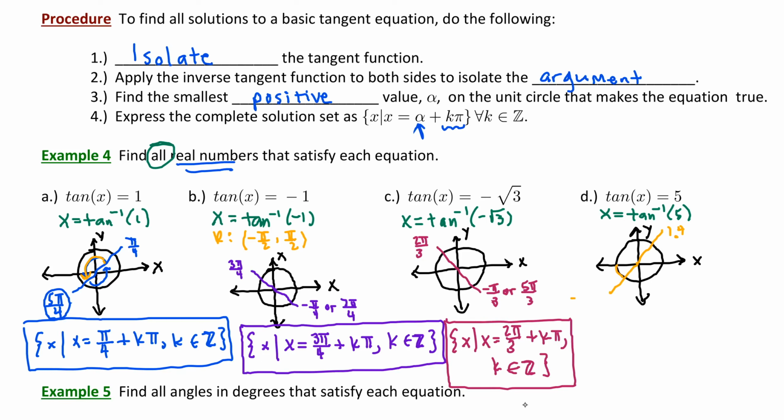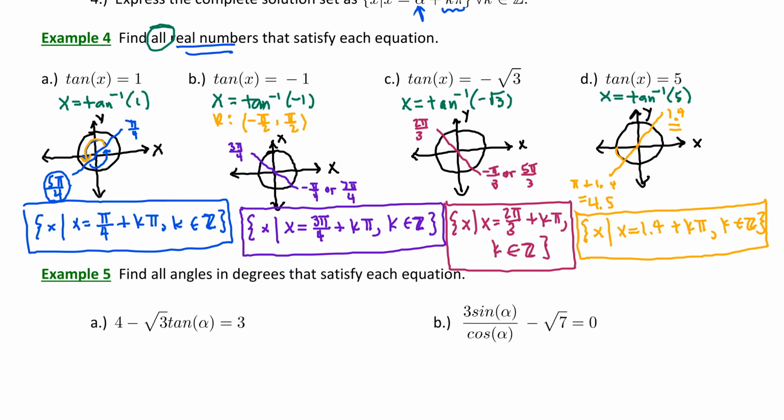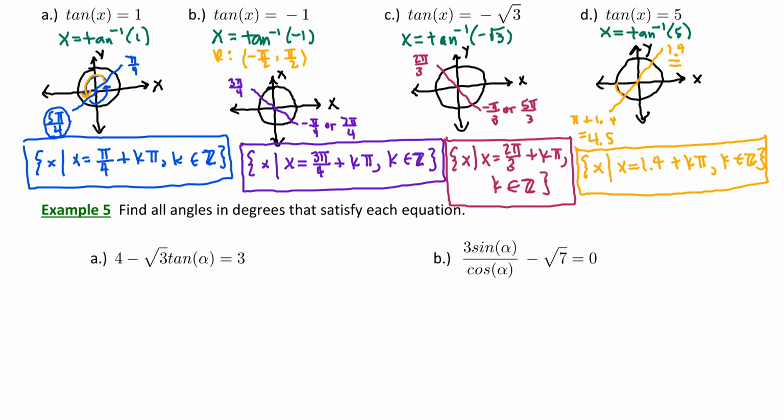If we wanted to express that angle, we could locate it as pi plus 1.4, which would come out to be approximately 4.5 radians. But the first one, the smallest positive one, is sufficient for our solution. So the solution is the set of all x such that x equals 1.4 plus any multiple of pi, k pi, where k is an element of the integers. So these 4 examples show you some potential ways of solving basic tangent equations. All of our tangent equations will whittle down to something that looks like those 4 examples.